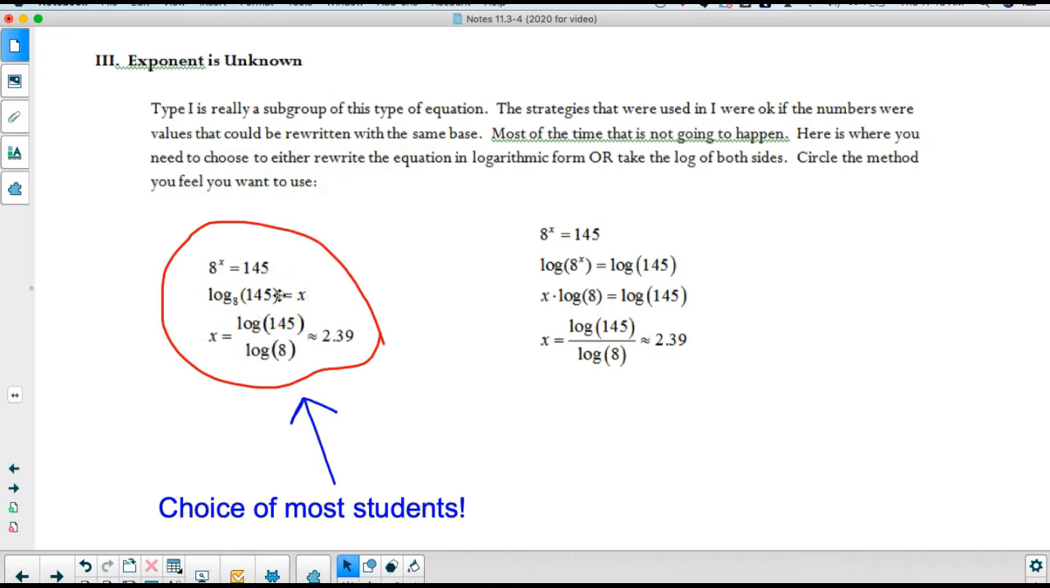And in order to get that, we have to remember our change of base formula that we had. And the change of base is the log of the guts. So I'm going to take a log base 10 of 145, and I'm going to divide that by log base of whatever that base is. So log 8. And if you take a log 145 divided by a log 8 in your calculator, you will get approximately 2.39. We're going to round everything to 3 decimal places, though. So this is the choice that most students take.